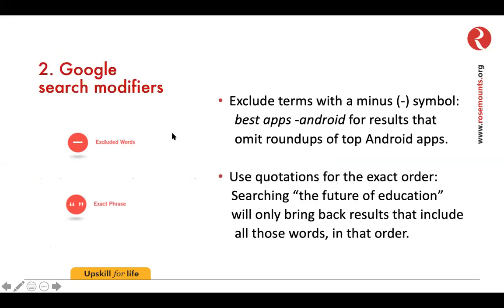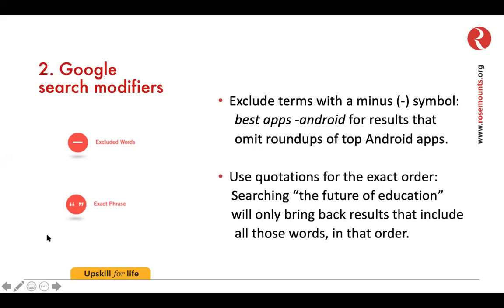Then Google modifiers. Now this is very interesting. For example, you're looking for best apps, but you don't want best apps for Android. You just want best apps, but nothing related to Android. So you key in best apps, put a dash or minus sign, and then type Android. The search results will not include anything related to Android. They will omit any results related to Android.